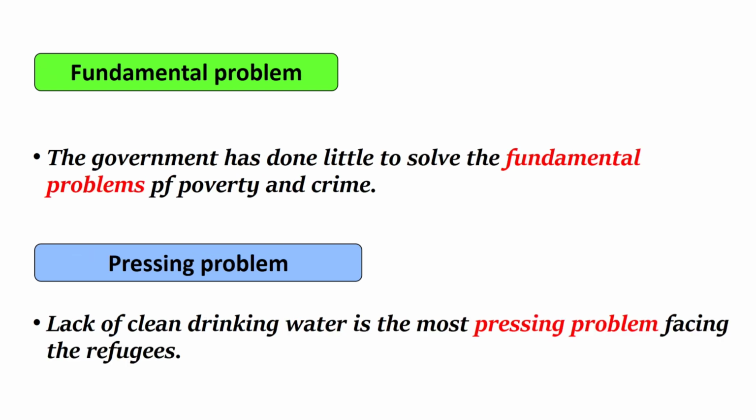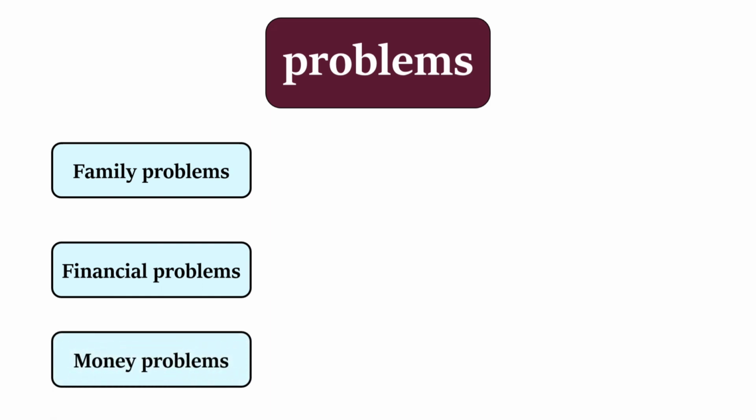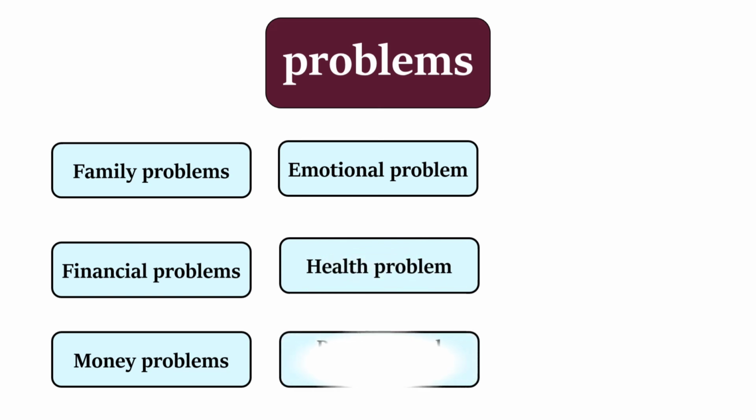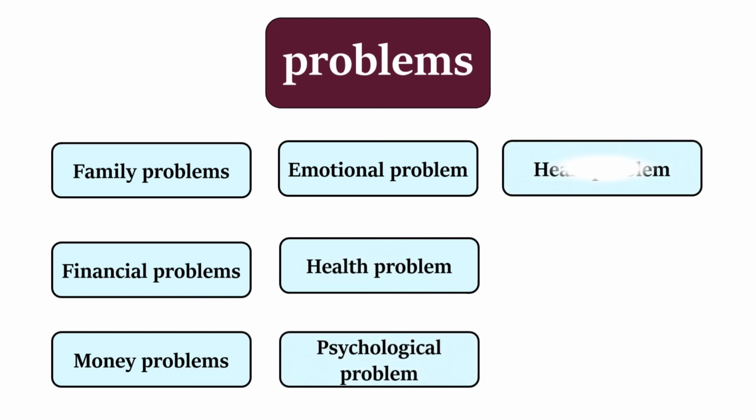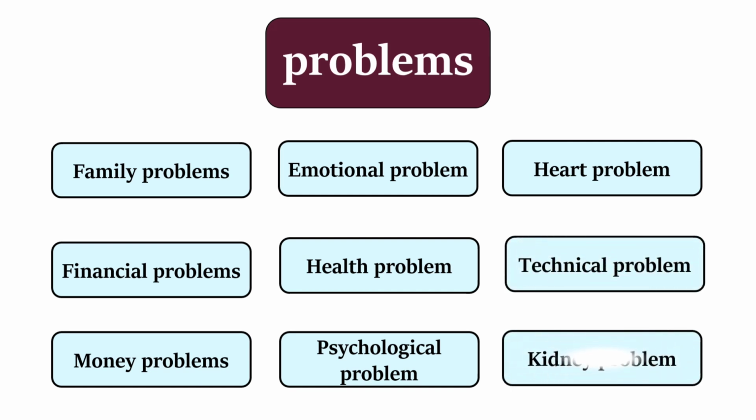Fundamental problem. The government has done little to solve the fundamental problems of poverty and crime. Pressing problem. Lack of clean drinking water is the most pressing problem facing the refugees. The other collocations are family problems, financial problems, money problems, emotional problem, health problem, psychological problem, heart problem, technical problem, kidney problem.